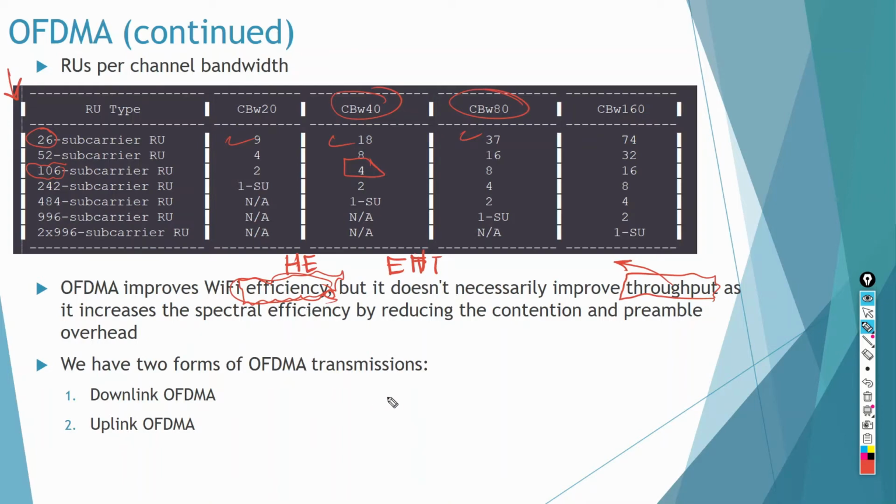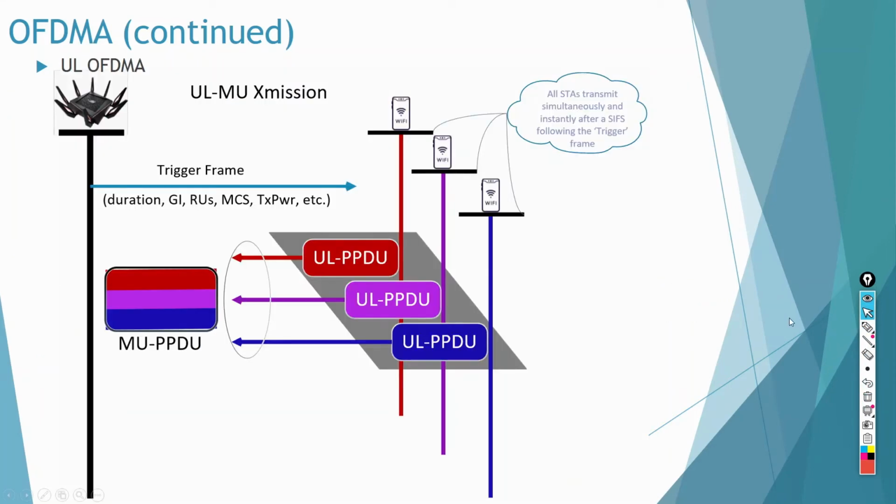Okay, now when we talk about OFDMA itself, we have two types of transmissions. We have the downlink OFDMA and uplink OFDMA. Let's have a look at each one of them in more detail. Okay, so let's start with uplink OFDMA. When I say uplink, the direction of traffic would be from the users to the access point.